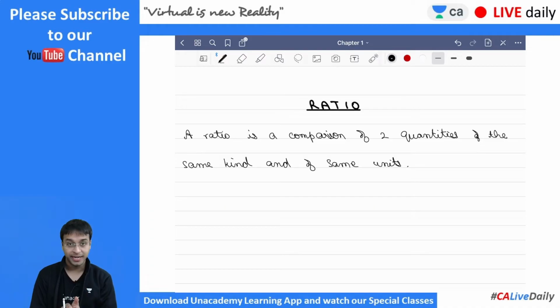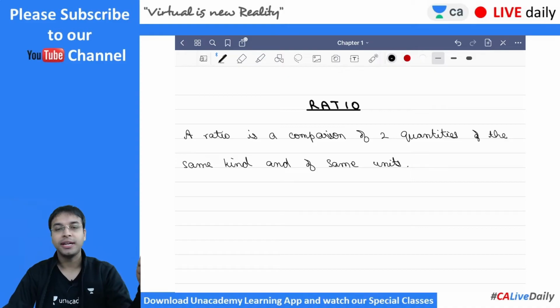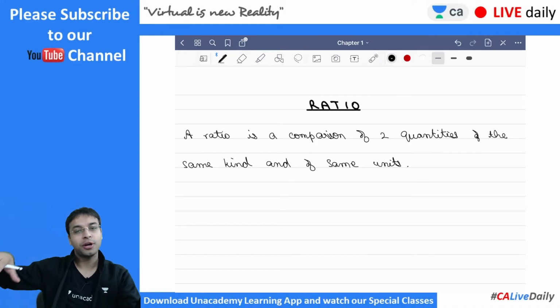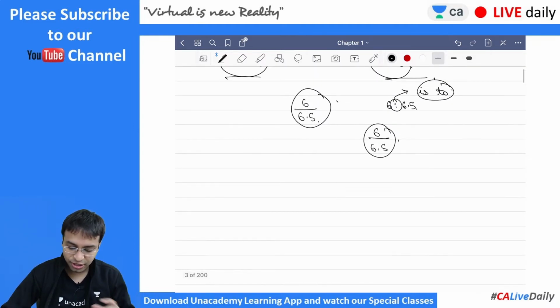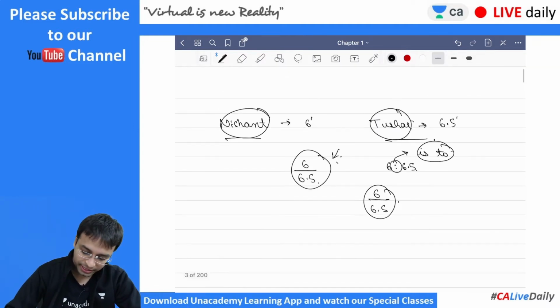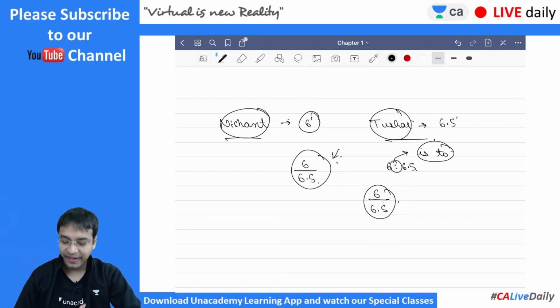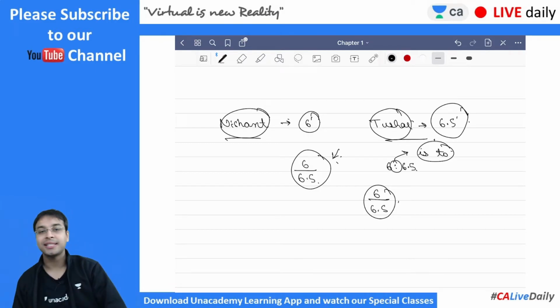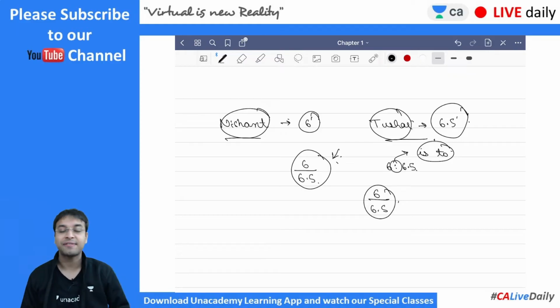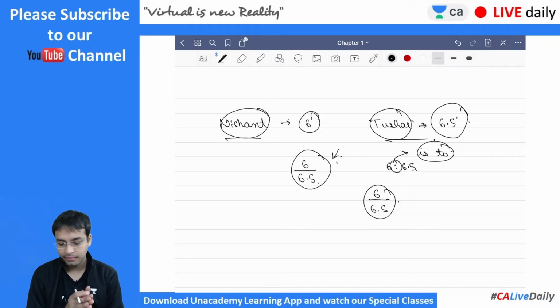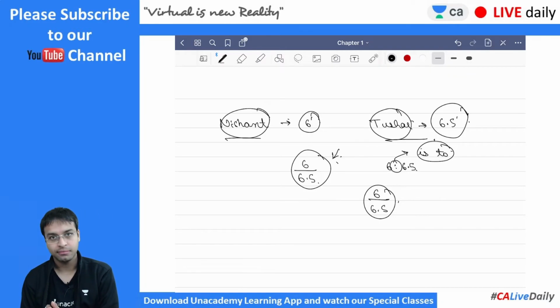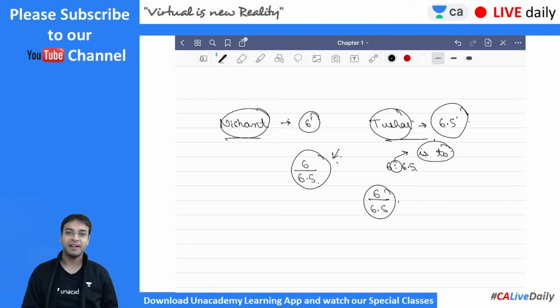Same kind means that you can compare height with height. You cannot compare height with weight. And same units means that if the height of one commodity is in inches, then the height of the other commodity also needs to be in inches. Like I said, my height is 6 feet, my brother's height is 6.5 feet. I did not say 6 feet 5 inches, because then we would have to convert it into feet. 6 feet 6 inches is equal to 6.5 feet.